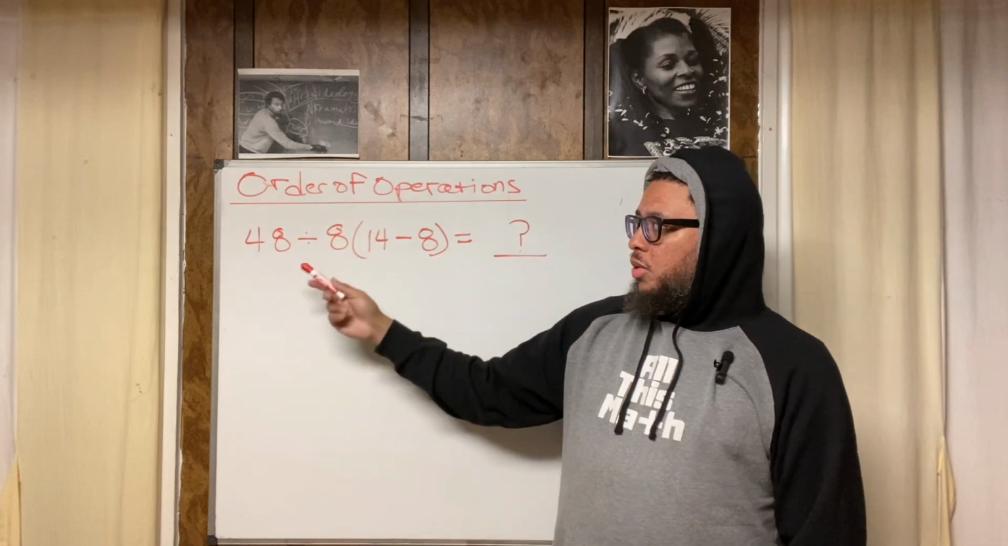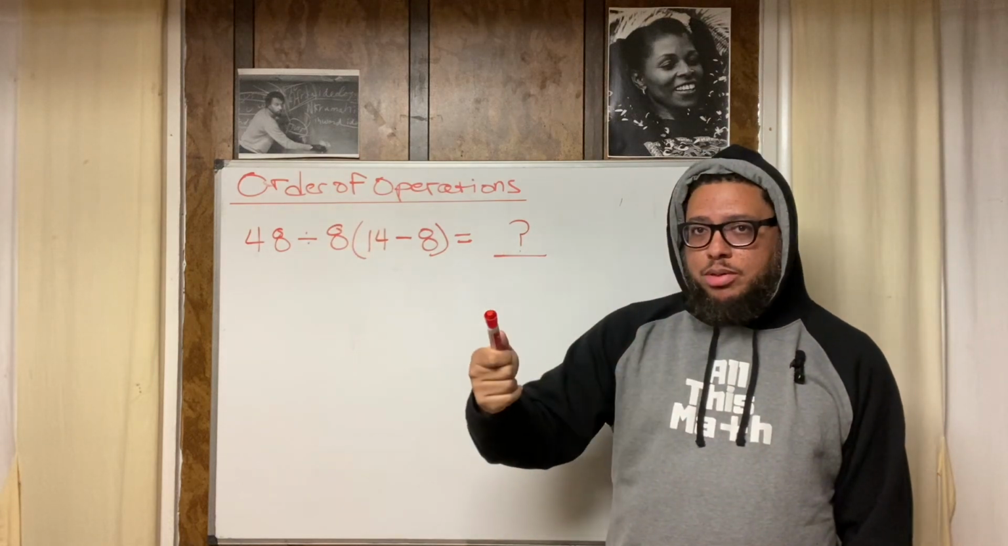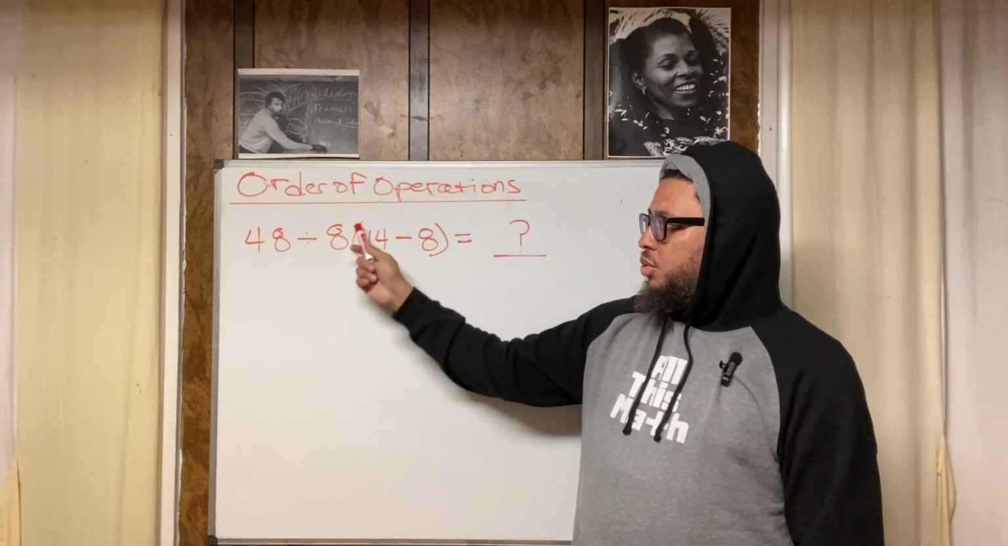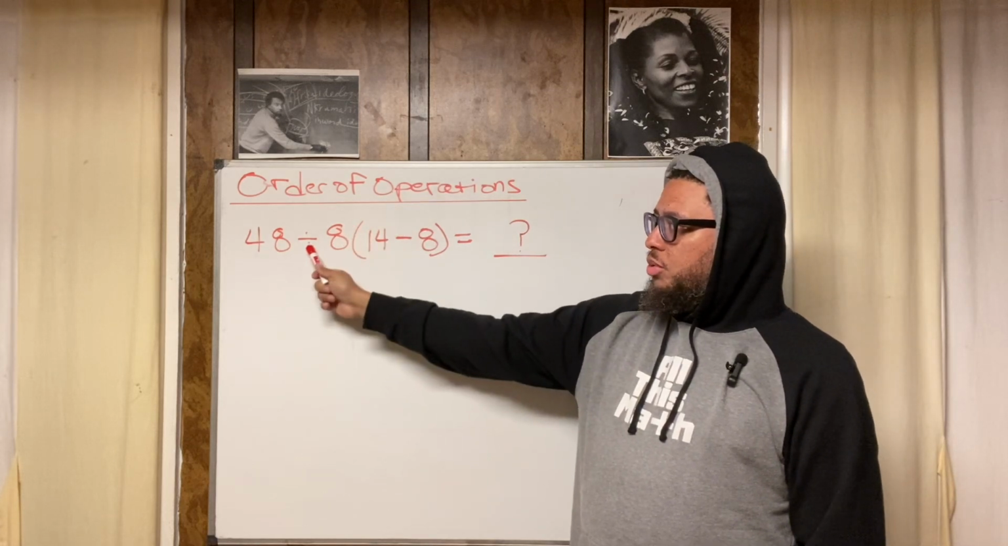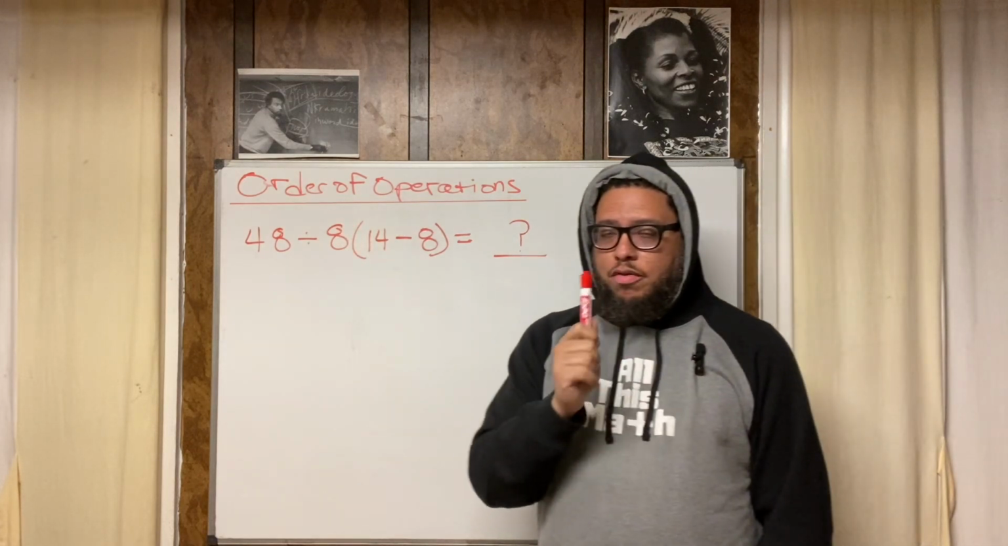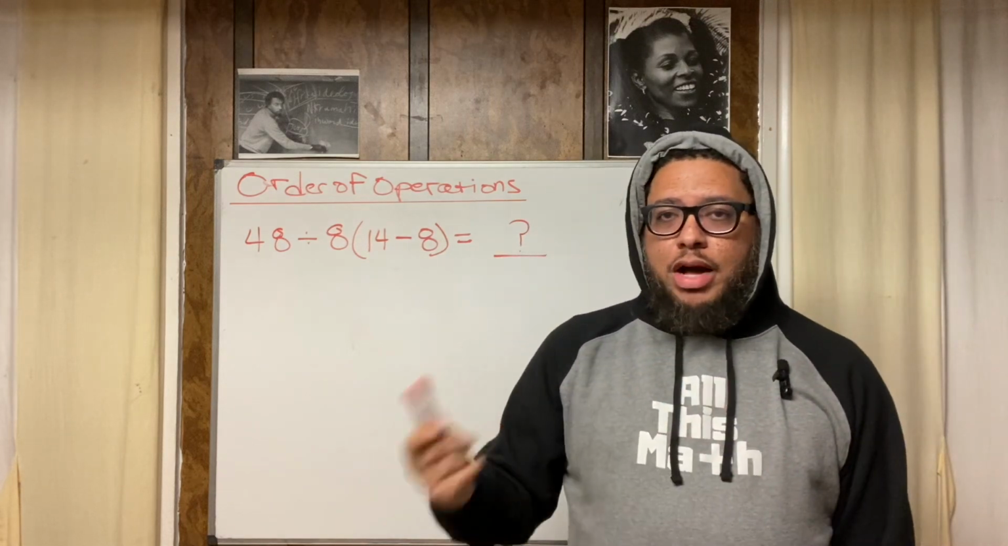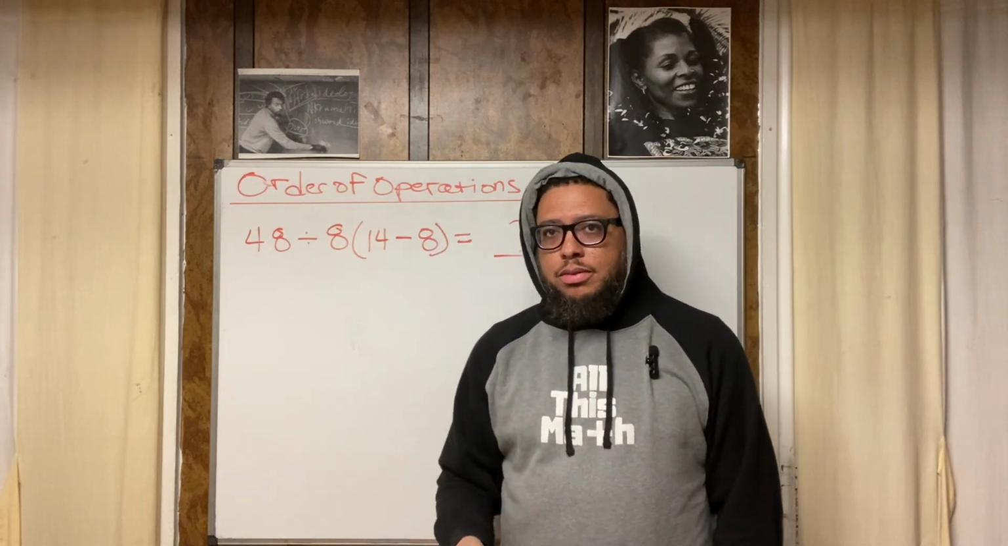Now, some people will say, well, can I use the distributive property? Under normal circumstances, you would be able to. But if you do that, then what you're doing is you're multiplying before you do division. And that violates the order of operations. If you're going to follow the order of operations, then you should follow it, right?